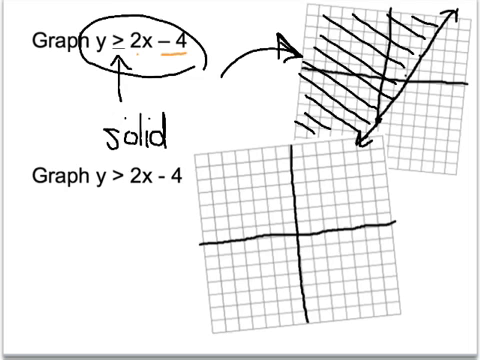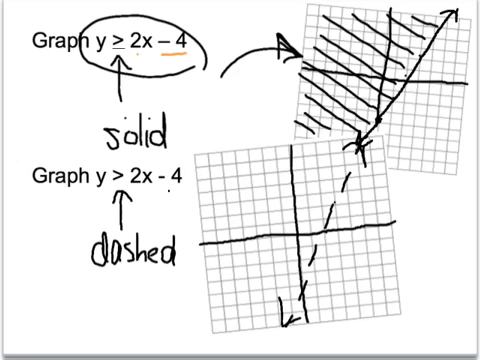Now let's graph y is greater than 2x minus 4. I went down 4, and then the slope of 2 over 1, up 2 over 1, up 2 over 1. This boundary line is dashed because it's just greater than, so it's a dashed line. And the graph is shading everything above that dashed line.